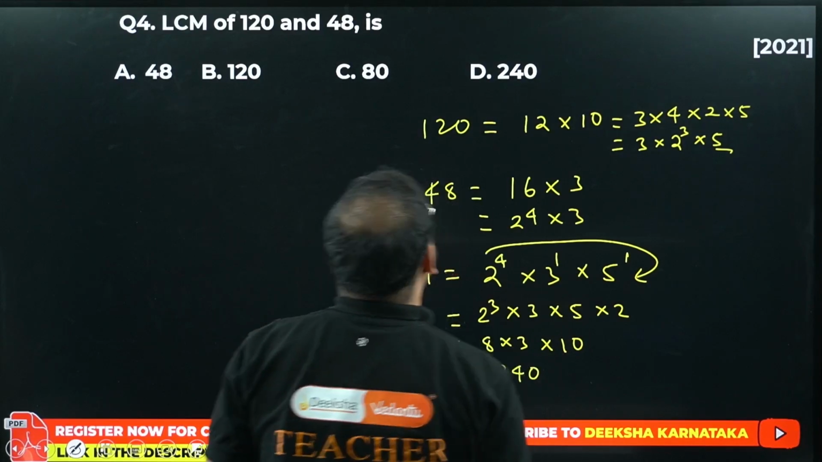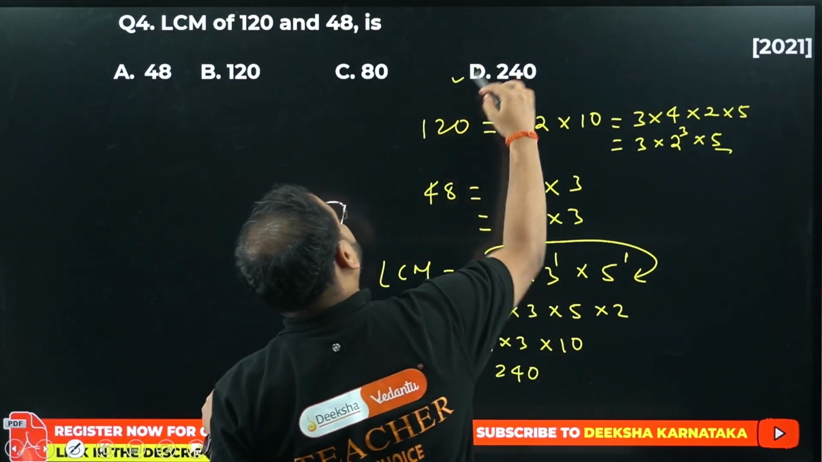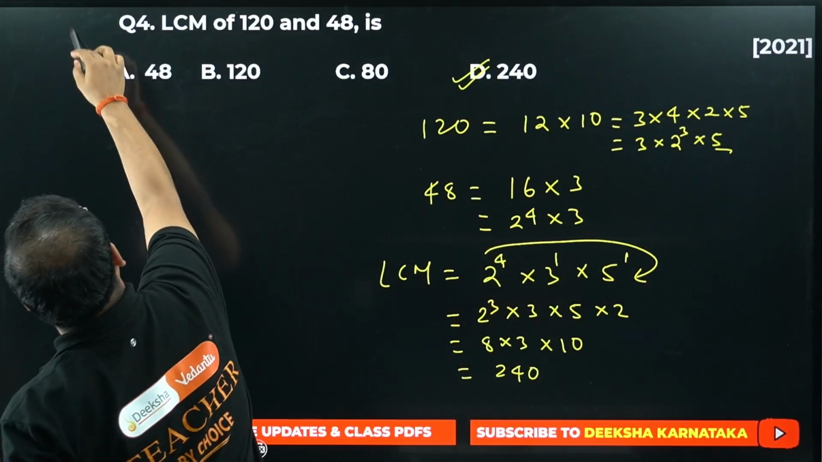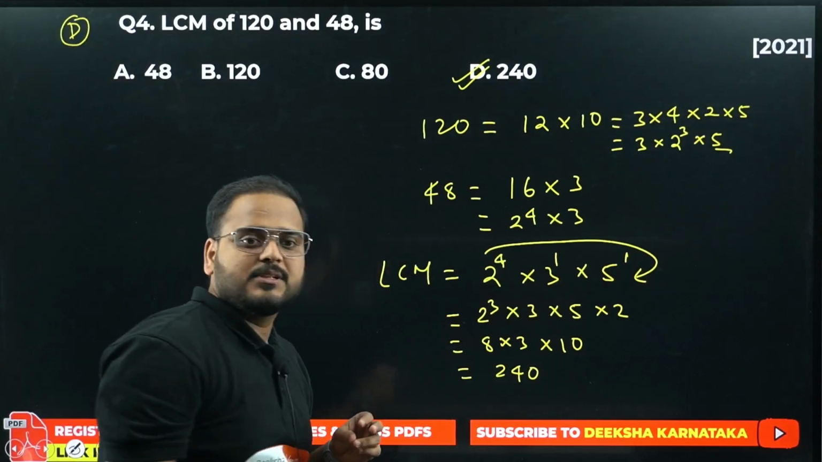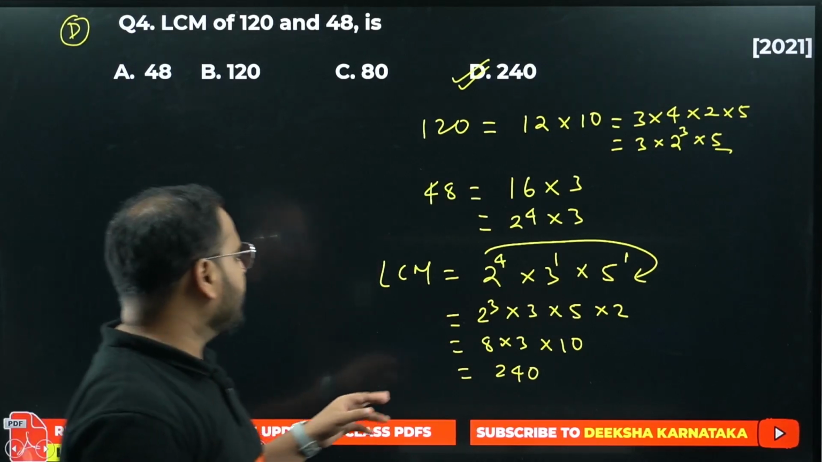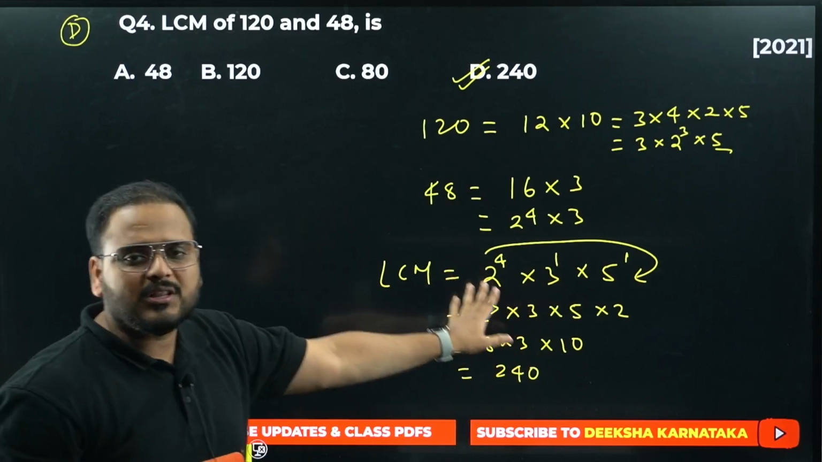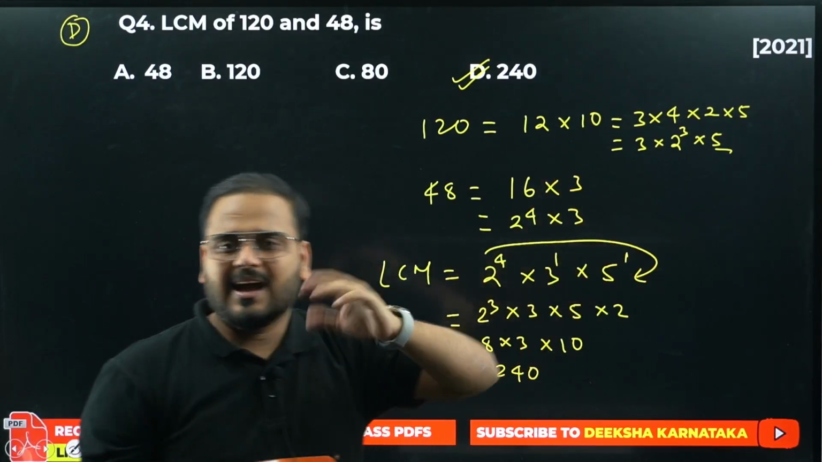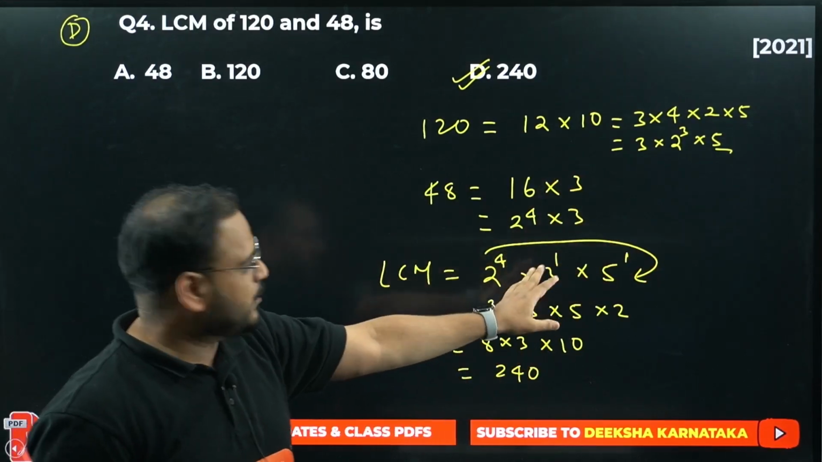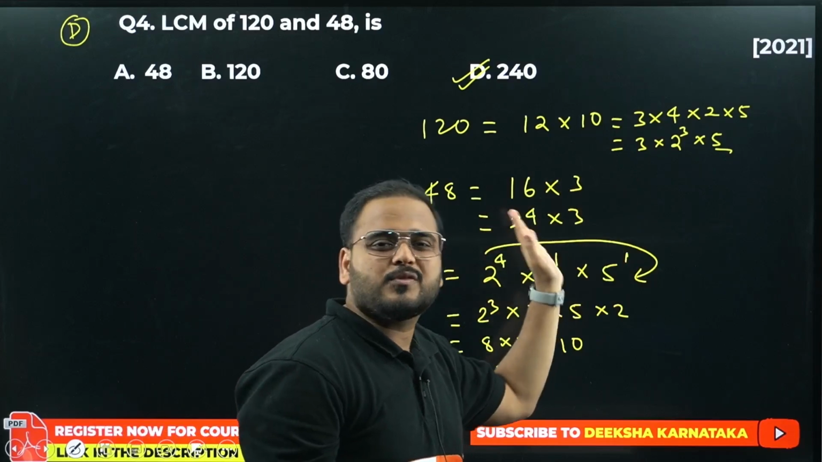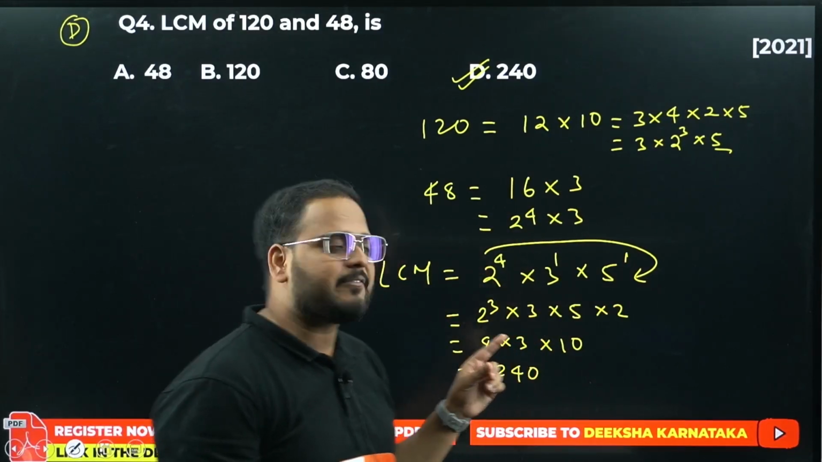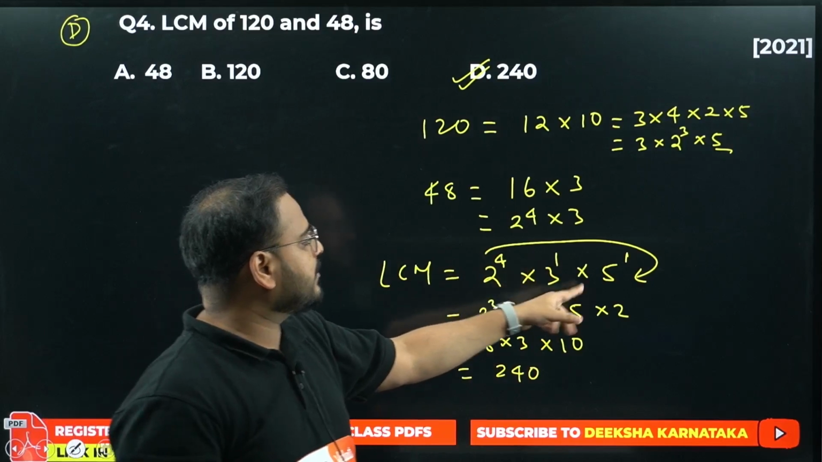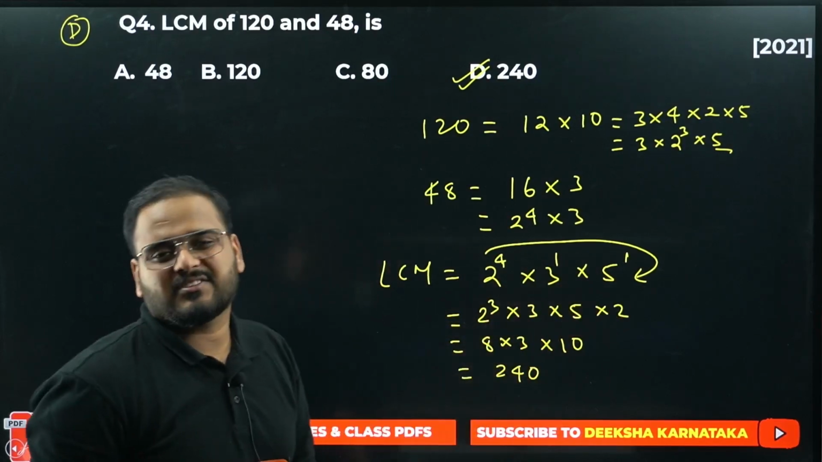Any option like this? Option number D. Yes, visible, sir. Simple enough. How did I do it? Prime factorization. I have done it for both the numbers. I did not do the method for LCM. I used the shortcut method. You can do it for small numbers. All the factors with highest powers I have taken. See, 2 with 4, 3 with 1, 5 with 1, and then simplification that you can do.